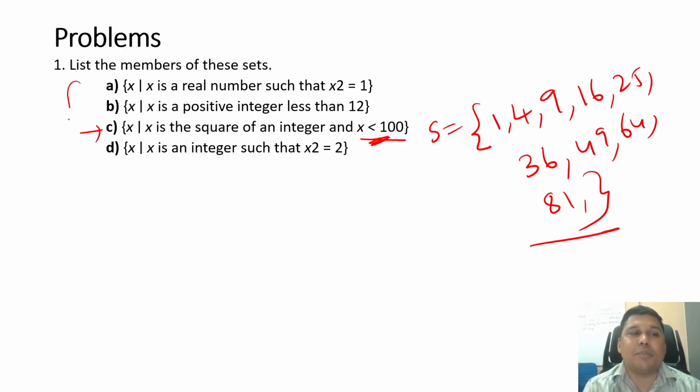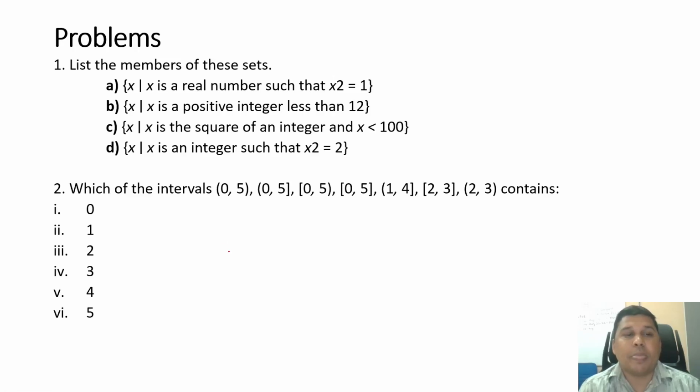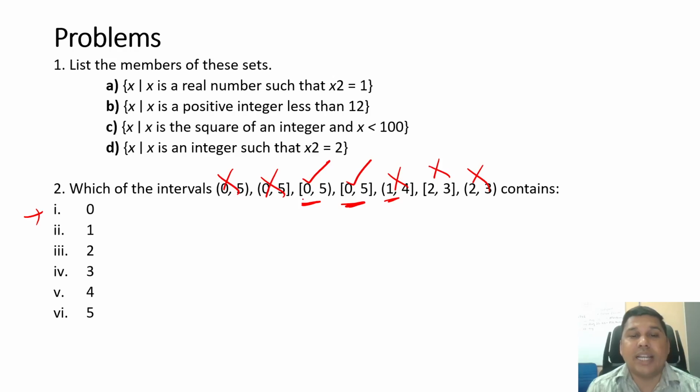So given the set builder notation, you are asked to write the set form. Second one: which of the given intervals contain these elements? First, 0. Is 0 available in these intervals? It is round bracket 0, so 0 is not available in this. Square bracket 0, so yes, 0 is part of that set. Here also square bracket 0, so 0 is part of this set. Round bracket 1, no. Round bracket 2, no. Square bracket 2, no. So 0 is available in only these two.